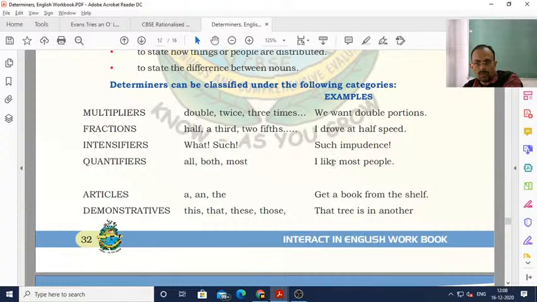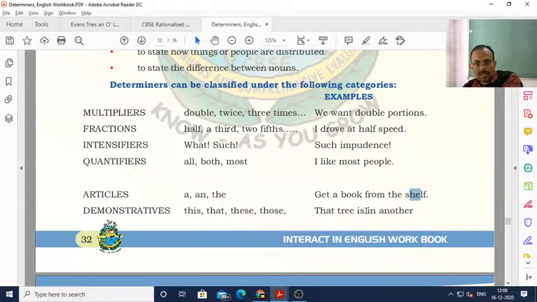Quantifiers: all, both, most. I like most people. So you can see, after almost all the determiners you get a noun. Speed is a noun, impudence is also a noun, people is also a noun. So after each determiner you get one noun. Article: get a book, a is a determiner, so book is a noun. From the shelf, the is a determiner, therefore shelf is a noun.